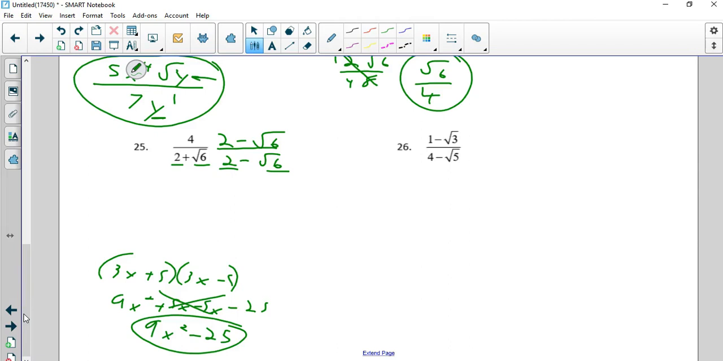Now, here's the problem. I did see a lot of people want to do 4 times 2 and that was it. Remember, parentheses. We're going to distribute the 4 to both. So that's 8 minus 4 radical 6. On the bottom, 2 times 2 is 4. Radical 6 times negative radical 6 is minus 6. Remember, the middle terms drop out. That's the whole reason we multiply by the conjugate. So what we get is 8 minus 4 radical 6 over 4 minus 6, which is negative 2.